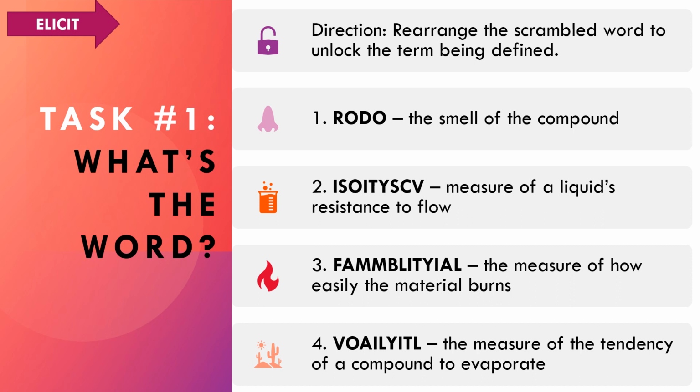So for the first part, we have here task number 1, What's the word? Rearrange the scrambled word to unlock the term being defined. So we have here 4 definitions with these scrambled words. So you are going to rearrange to get the correct term that is being defined in each number. Number 1, it is the smell of the compound. Number 2, it is a measure of a liquid's resistance to flow. Number 3, measure of how easily the material burns. And number 4, the measure of the tendency of a compound to evaporate.